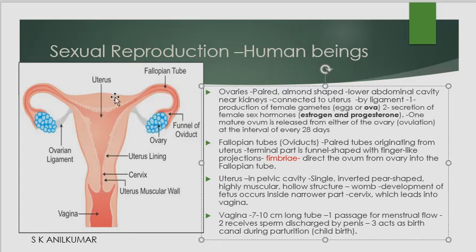The fallopian tube connects the ovary to the uterus. What is the uterus? The uterus is in the pelvic cavity. It is single. This is in pairs, and this is single.